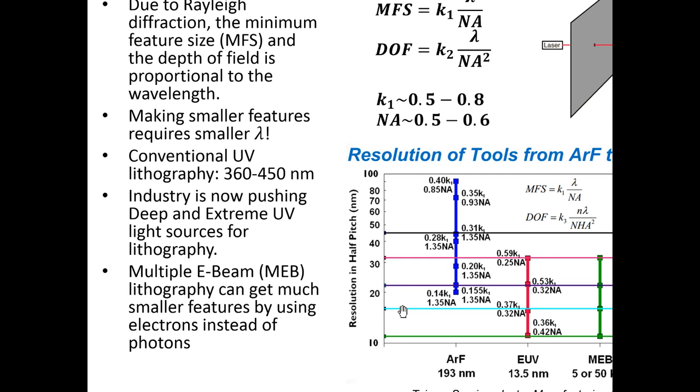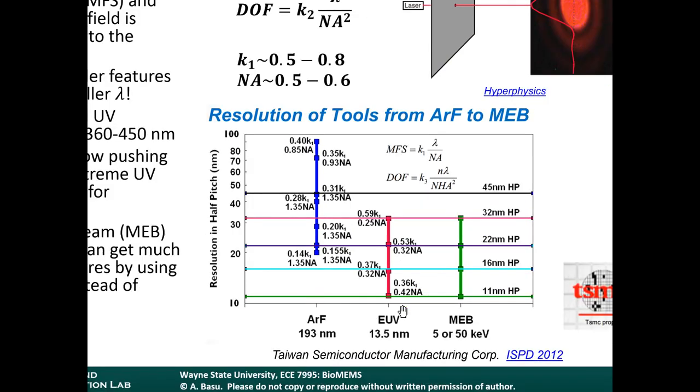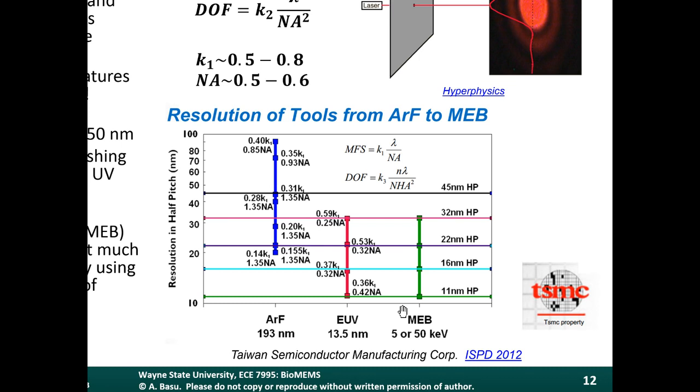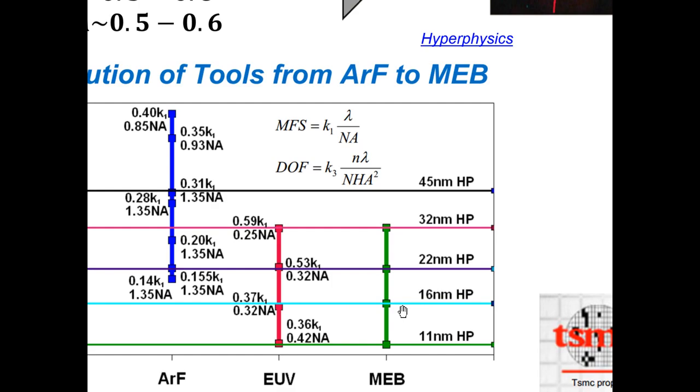So these light sources have a smaller wavelength. This is a map that was published by TSMC. TSMC is Taiwan Semiconductor Manufacturing Corporation. The semiconductor industry is the one pushing this because there's market demand to make transistors smaller. This is a slide from a conference in 2012 where they were showing different tools used for optical lithography.